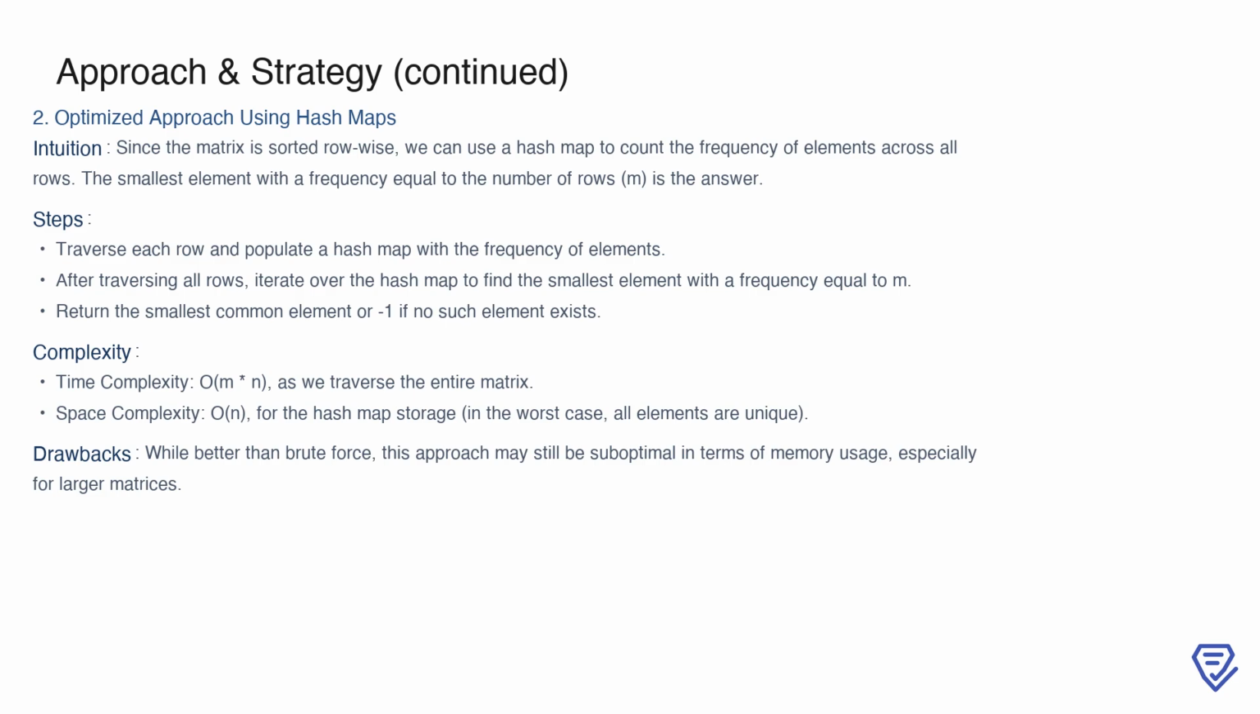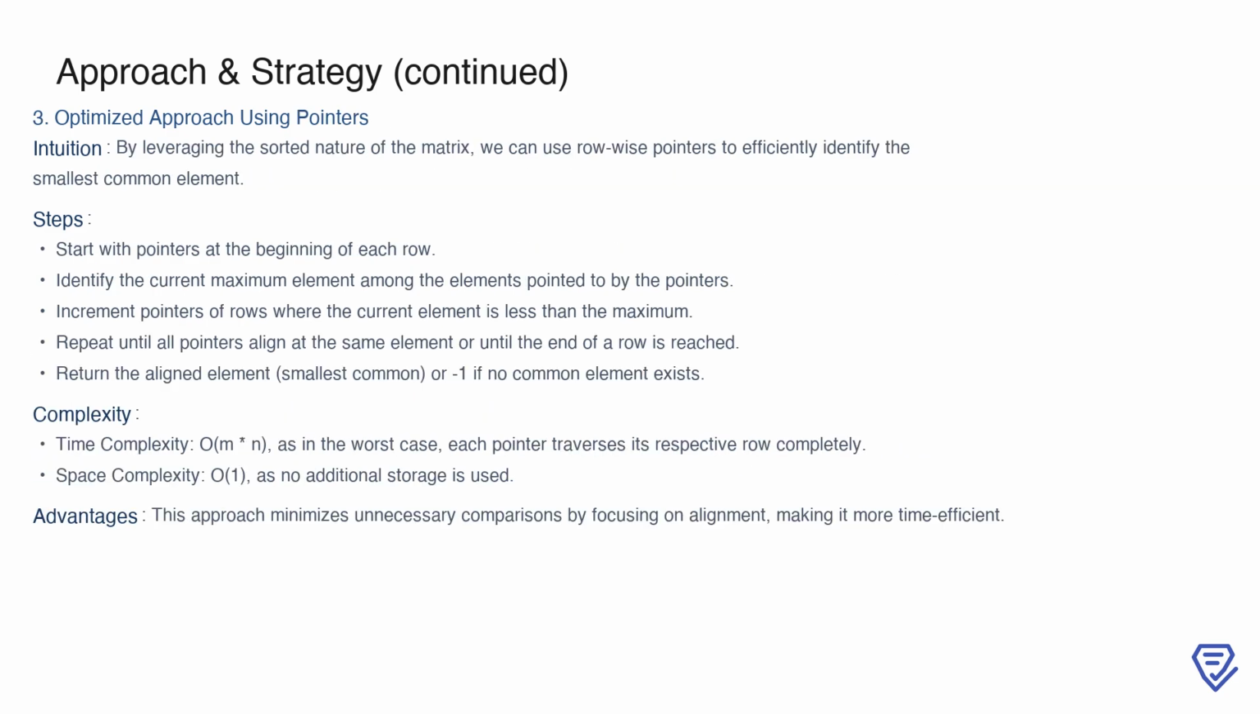ideal in memory-constrained environments. Another optimization builds upon the sorted property of the matrix, using pointers to achieve greater efficiency. Here, we introduce an approach that avoids redundant checks by aligning pointers across rows. Starting with pointers at the beginning of each row, we identify the current maximum element among the elements pointed to. We then increment the pointers of rows where the current element is less than the maximum. This process continues until all pointers align at the same element, which would be the smallest common element, or until we reach the end of a row.